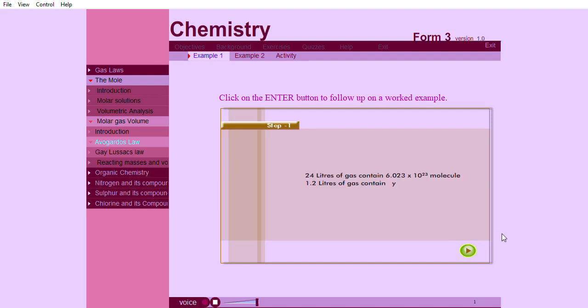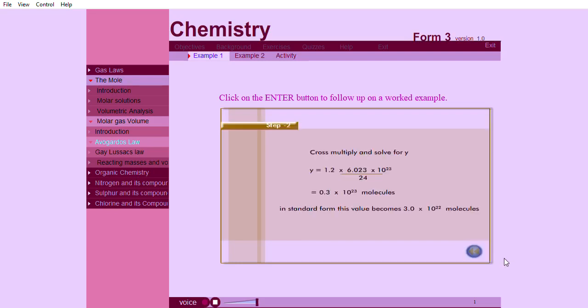Step 1. 24 liters of gas contain 6.023 multiplied by 10 to the power of 23 molecules. 1.2 liters of gas contain Y molecules. Step 2. Cross-multiply and solve for Y.